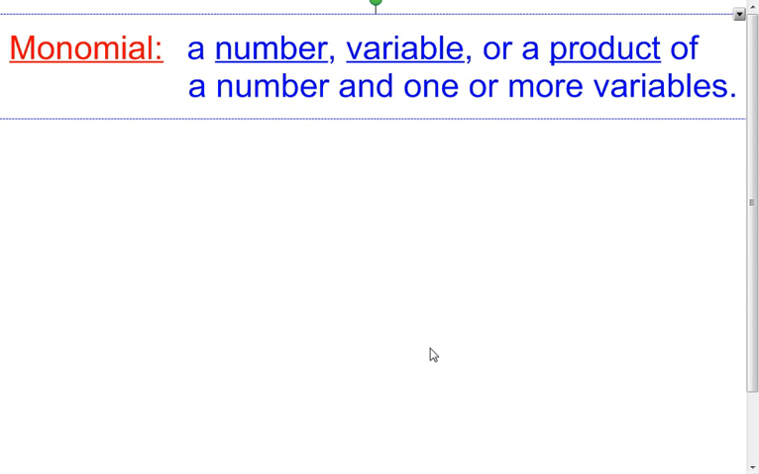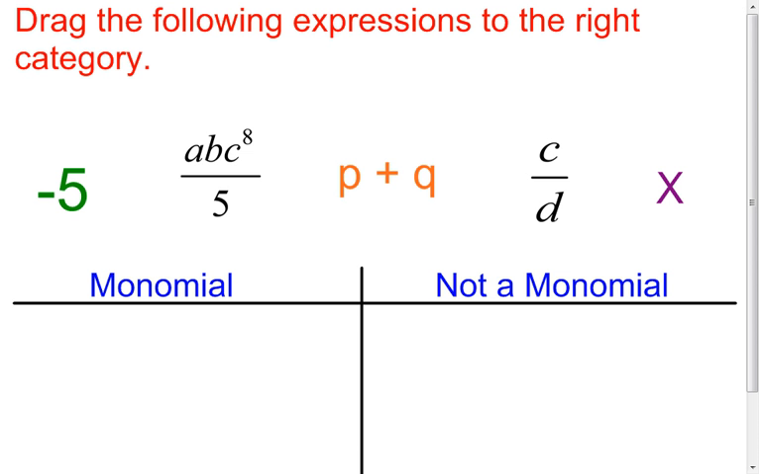makes a monomial. The prefix mono means one, which means it can only have one term in it. So basically it cannot be separated by addition or subtraction signs, and then it makes a monomial. If it's got an addition or subtraction sign in there, then it is not a monomial. So if we look at this, we will drag these to the right category.